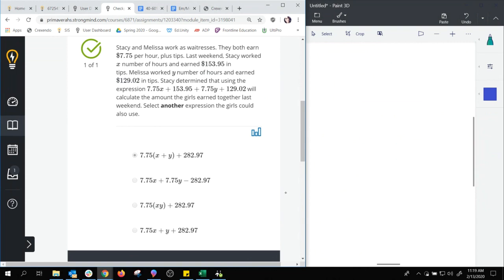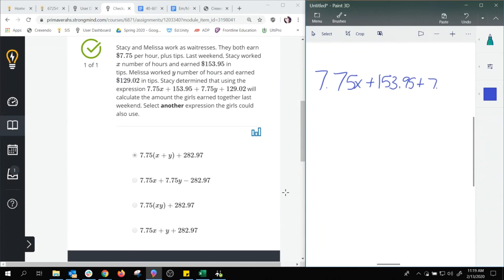Oh, okay. All right, so let me copy this here. I'm going to try my best. I'm not going to be able to fit it all in one line. I'm going to have to put this plus 192 at the bottom. Oh, 129.